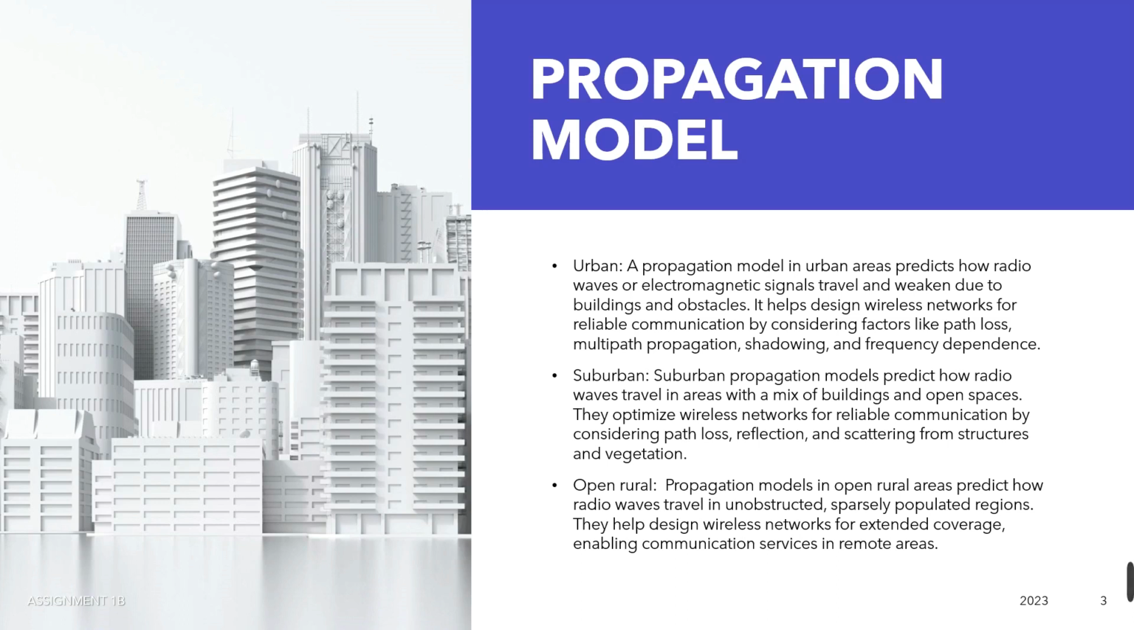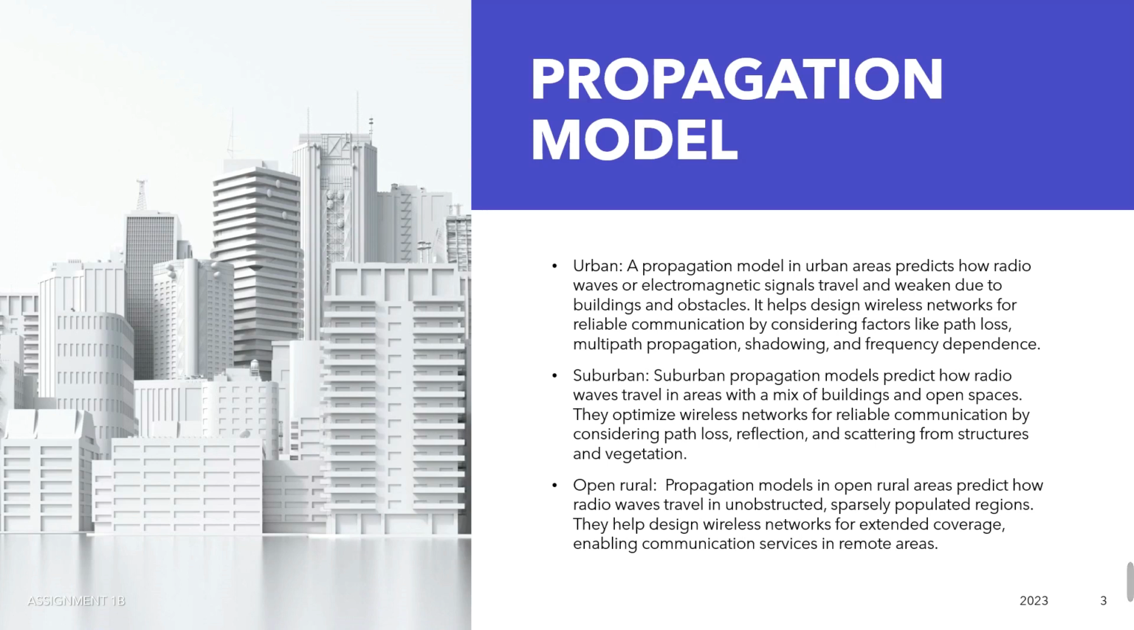First, we need to know the propagation model. There are three propagation models: urban, suburban, and open rural. For urban, it predicts how radio waves or electromagnetic signals travel and weaken due to buildings and obstacles. It helps design wireless networks for reliable communication by considering factors like path loss, multipath propagation, shadowing, and frequency dependency.